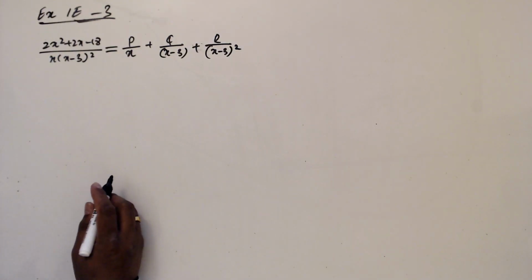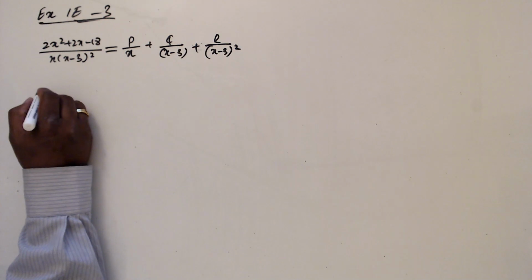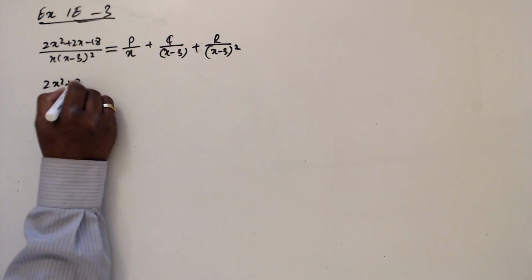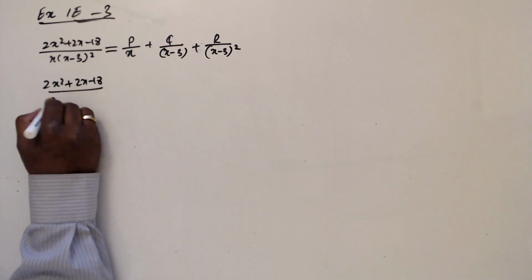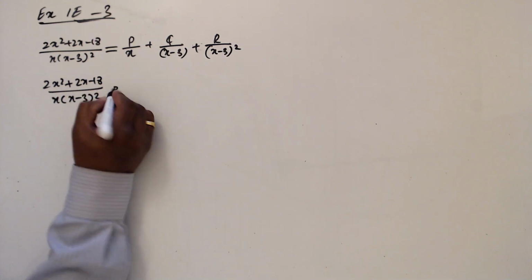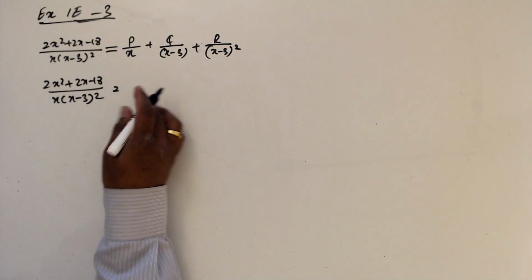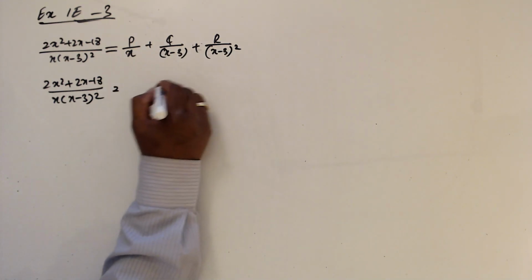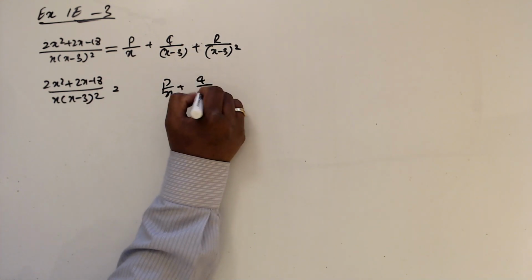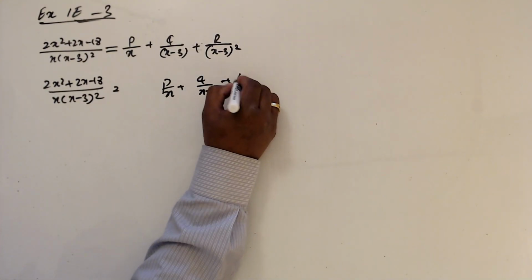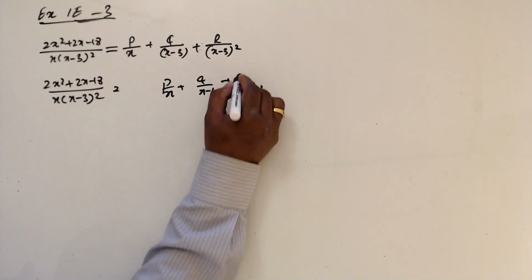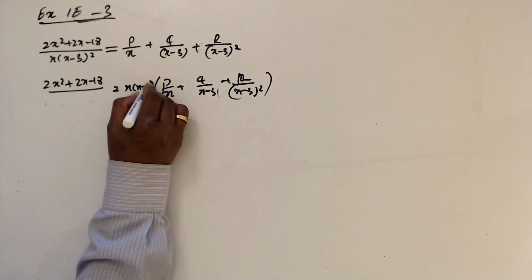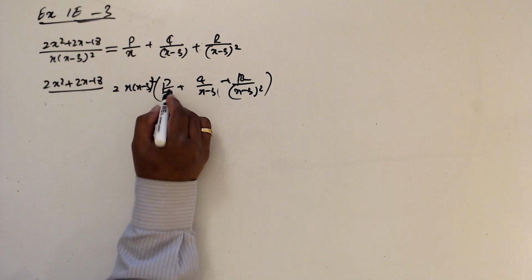Question number 3. Everything is the same. 2x square plus 2x minus 18 over x times (x minus 3) square equal to, this is the same thing if you multiply across, p over x plus q over x minus 3 plus r over (x minus 3) square. If you cross multiply by x times (x minus 3) square, then what is the remainder here?